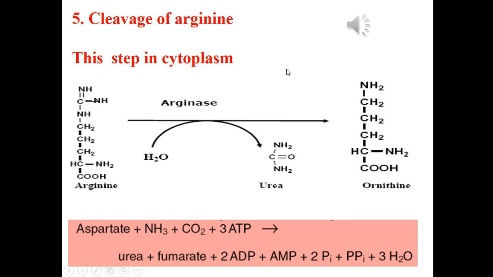The final step of the urea cycle is the cleavage of arginine. This step also occurs in the cytoplasm of the liver. Arginine, by the arginase enzyme and addition of a water molecule, leads to formation of urea plus ornithine. The overall reaction of the urea cycle is represented by this simple equation: aspartic acid with ammonia plus CO2 plus 3 ATP lead to formation of urea plus fumarate plus 2 ADP and AMP, 2 inorganic phosphate, 1 pyrophosphate, plus 3 water.